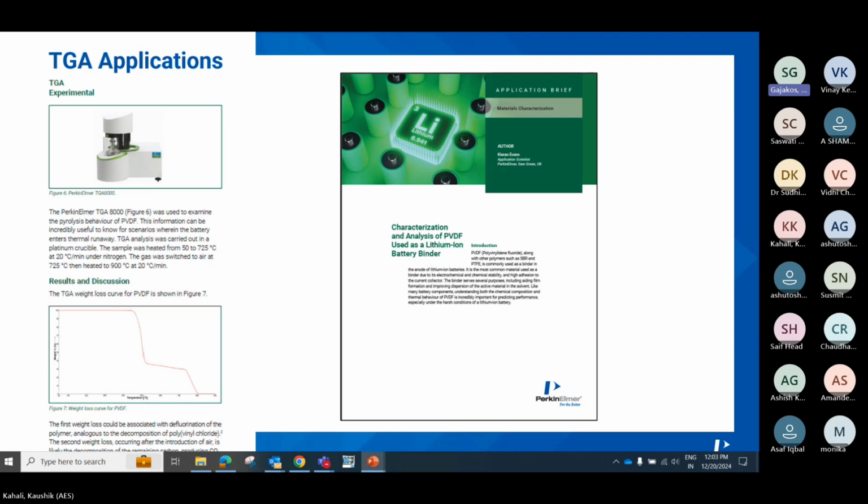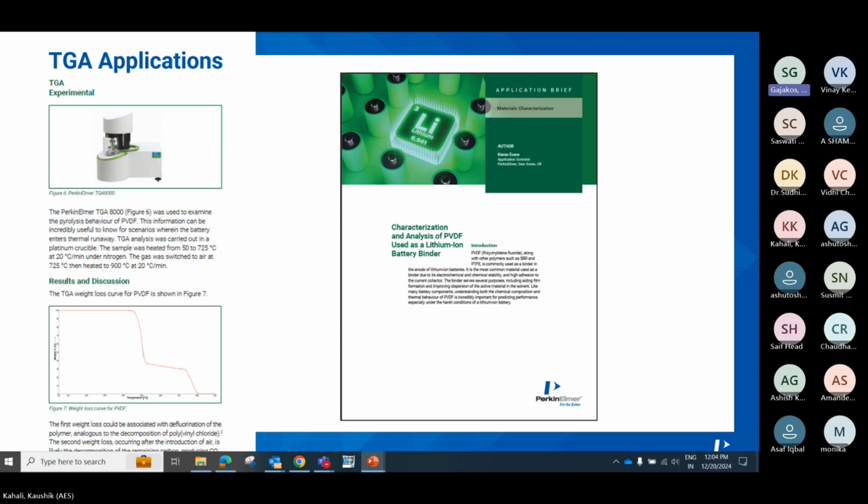So there should be a balance. There should be a lot of understanding involved in this manufacturing of battery. So these materials become very important. Their thermal capabilities, their thermal behavior become very important to understand. So here this PVDF sample is analyzed with the TGA.